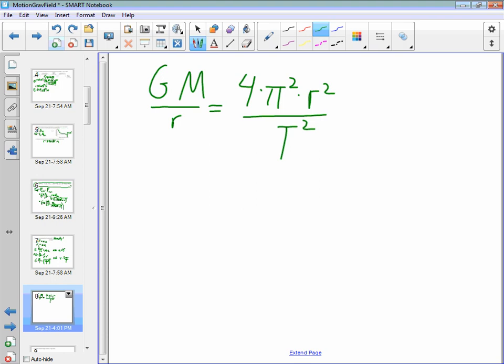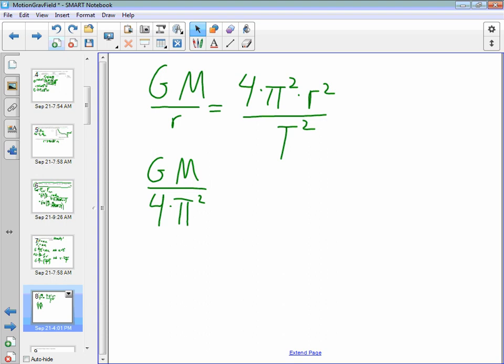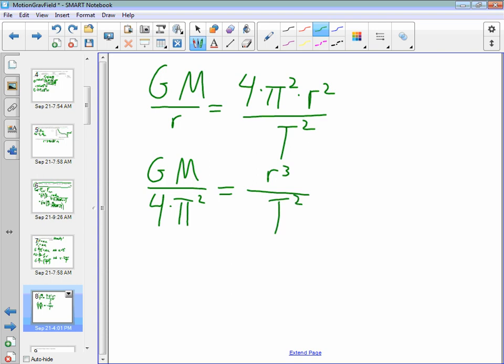Combine these r squared terms. And when we do that, I'm going to combine the constants on one side and the variables on the other side. So we have big G times big M all over 4 times pi squared is equal to, oops, smartboard's died here, r cubed over T squared. And I'm just going to flip all that around because the way we're used to seeing it is T squared all over r cubed is equal to 4 times pi squared over G times M.